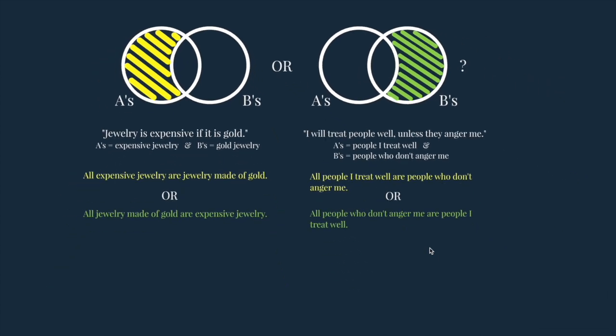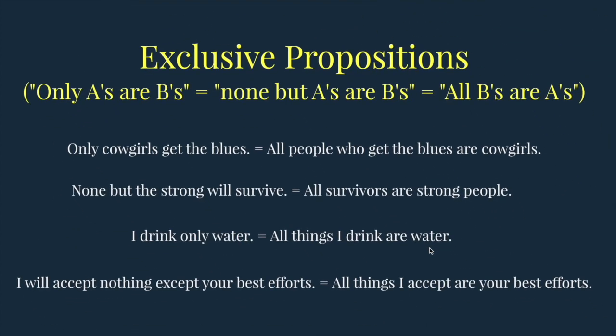Just a little bit more complicated than a conditional statement is an exclusive proposition. These are statements where I'm not really using the concept if so much as I'm using the concept only. And as it turns out, the concept only and the concept if are pretty closely related, but one is an inside-out version of the other. So when I say something like only A's are B's, maybe another version of that is none but A's are B's. Hopefully we get a sense of how these mean the same sort of thing.